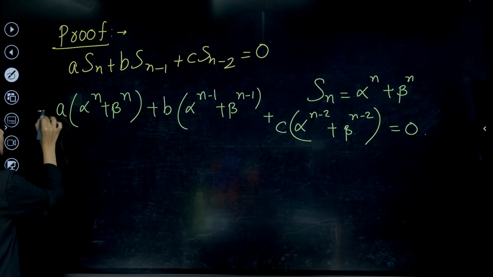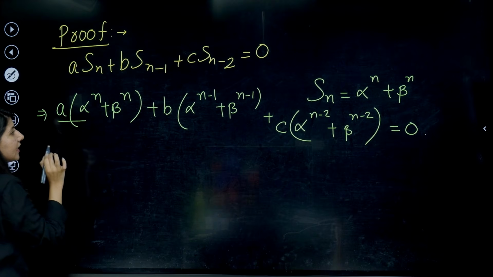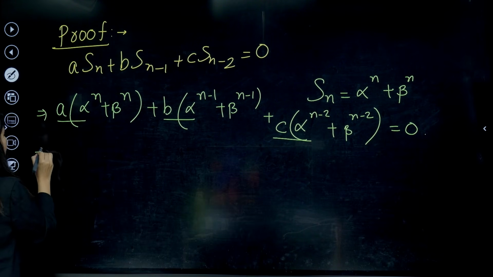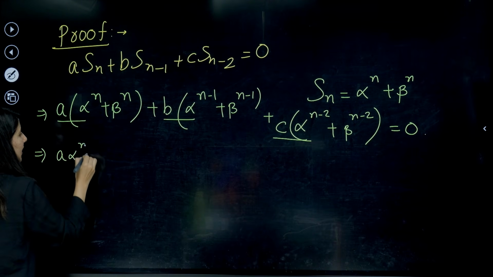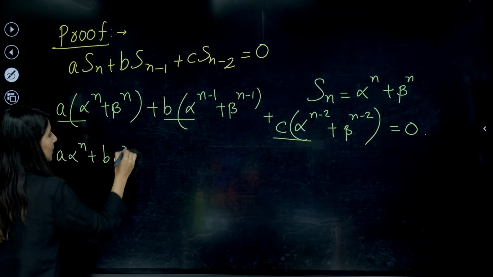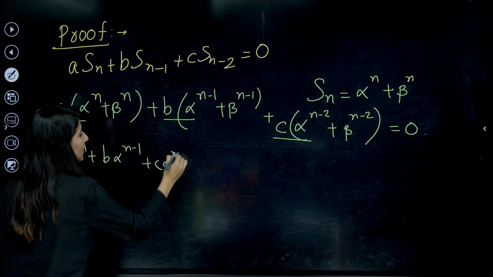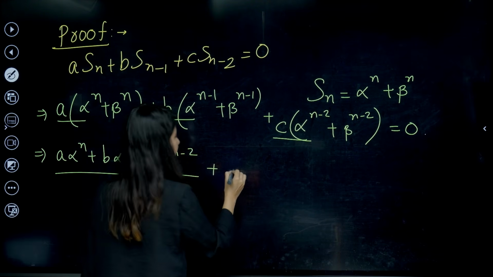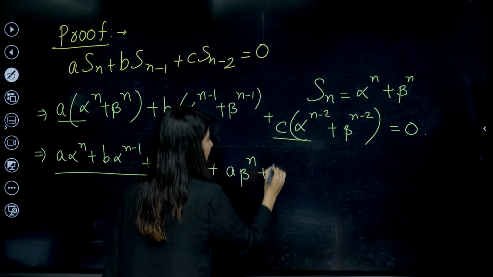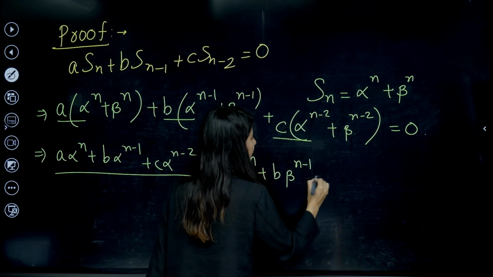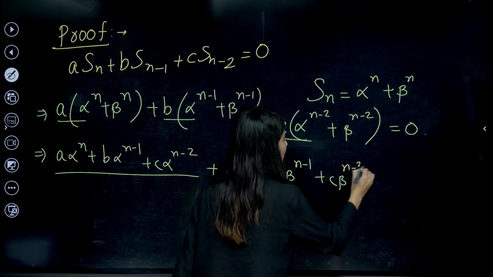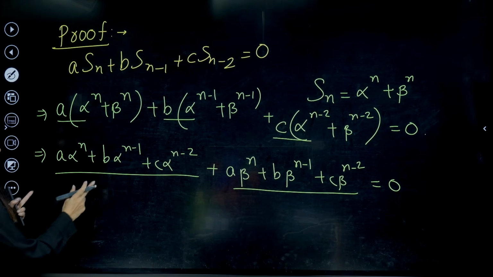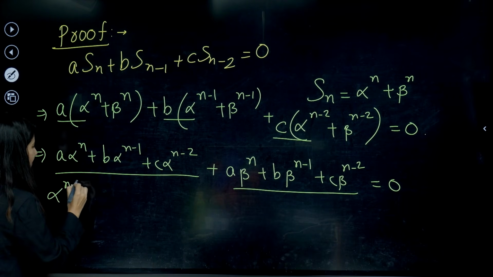So what I'll be doing is, over here we will keep these three terms related to alpha together. So a times alpha raised to power n plus b times alpha raised to power n minus 1 plus c times alpha raised to power n minus 2. Let's keep it together, and the remaining similar terms, a beta raised to power n plus b beta raised to power n minus 1 plus c beta raised to power n minus 2, together. So we need to prove this as 0.